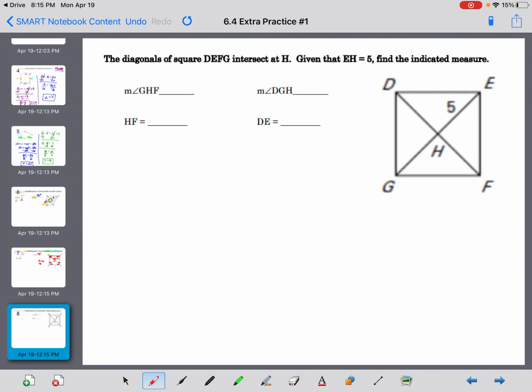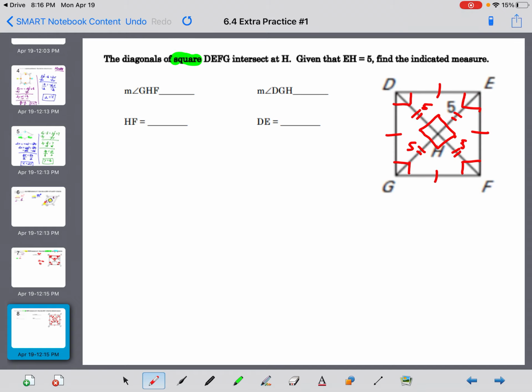The diagonal of square DEFG, so this time we have a square, intersects at H. Given that EH equals 5, find the indicated measures. Well, we know since this is a square, all four sides are congruent. We know that all the angles are 90 degrees. We also know that the diagonals create 90 degrees in the center, and the diagonals are congruent to each other. A lot going on in terms of marking in this picture. So since one piece is 5, that means the length of all your diagonals are 5.